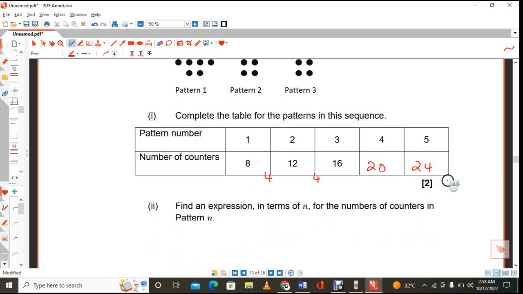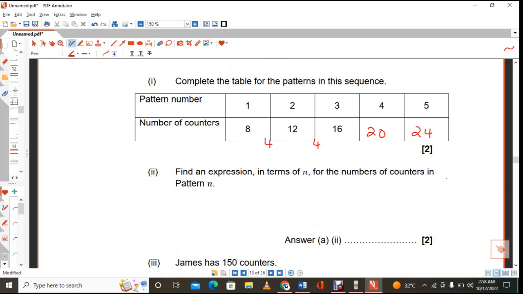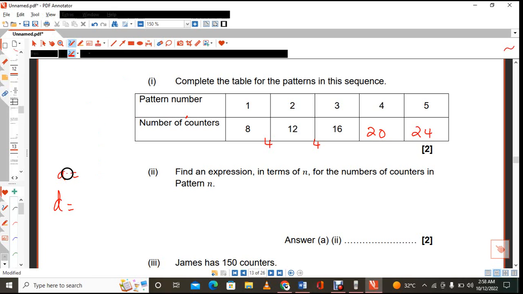So find an expression in terms of n for the number of counters. Well, this is an arithmetic progression, by the way. The first term is 8. The common difference is 4.